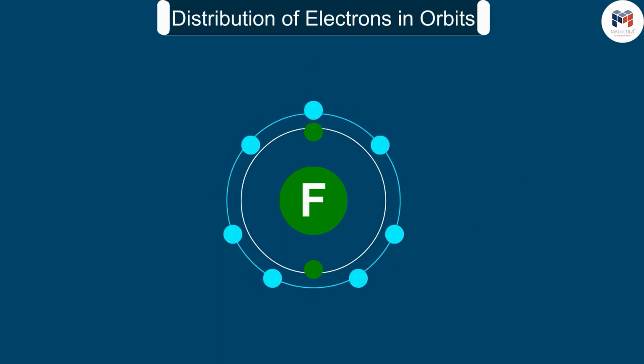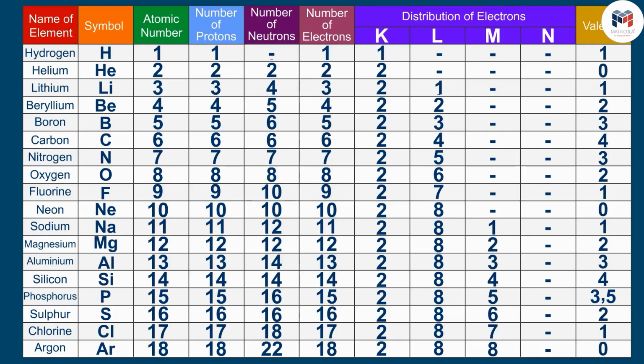But it is easier for fluorine to gain 1 electron instead of losing 7 electrons. Hence, its valency is determined by subtracting 7 electrons from the octet. And this gives you a valency of 1 for fluorine. Therefore, we can say that an atom of each element has a definite combining capacity called its valency.